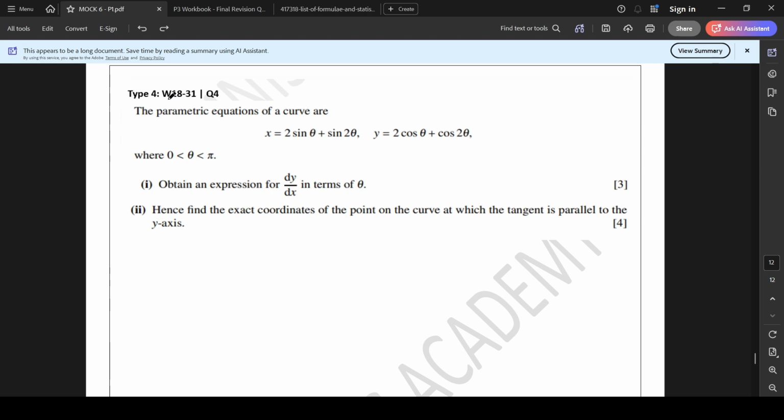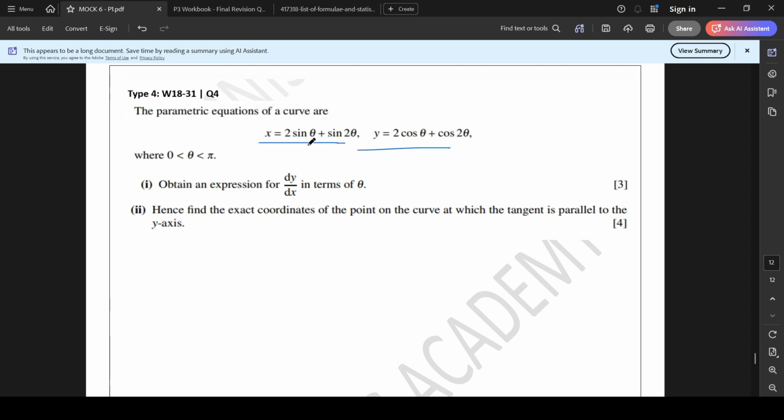So this question is coming from October 2018, paper 3, variant 1, and this is the fourth question in the paper. We are given the parametric equations of the curve, x and y, both defined in terms of theta, where theta lies between 0 and pi. The first part of this question is to obtain an expression for dy/dx in terms of theta.